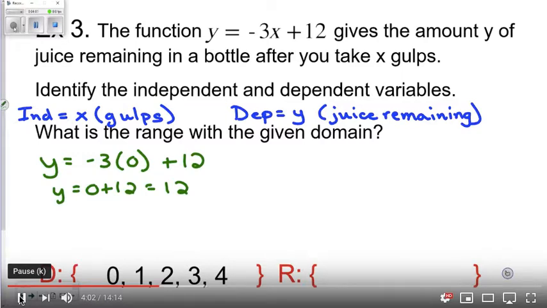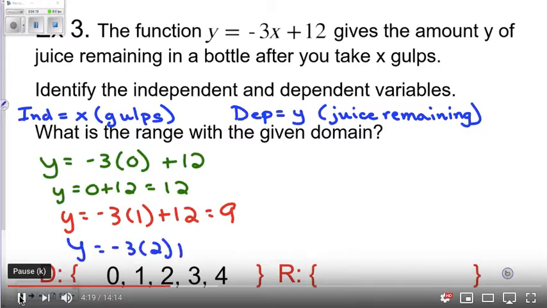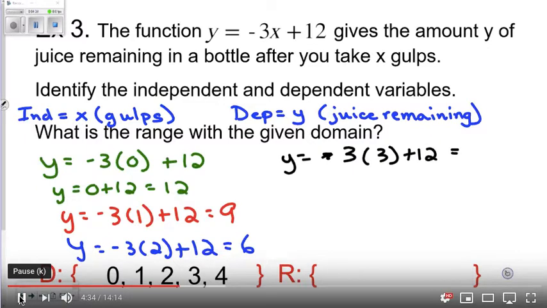Next, we will have to plug in 1. So we'll get y equals negative 3 times 1, which is negative 3, plus 12 more gives us 9. Now we're going to plug in the 2. We'll have negative 3 times 2, that's negative 6, plus 12 more gives us a positive 6. Now we're going to plug in the 3 of the domain. So we have negative 3 times 3, which is negative 9, plus 12 gives us 3.